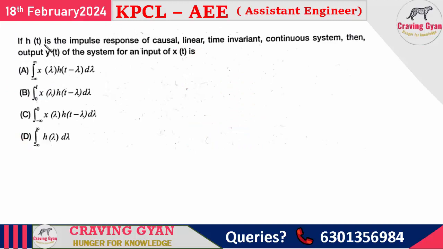If h of t is an impulse response of a causal system, that means what? 0 to infinity you have to consider. Simple convolution definition they have asked, that's it. Which is time invariant, continuous, then y of t equals integral 0 to t, x of lambda into h of t minus lambda into d lambda.